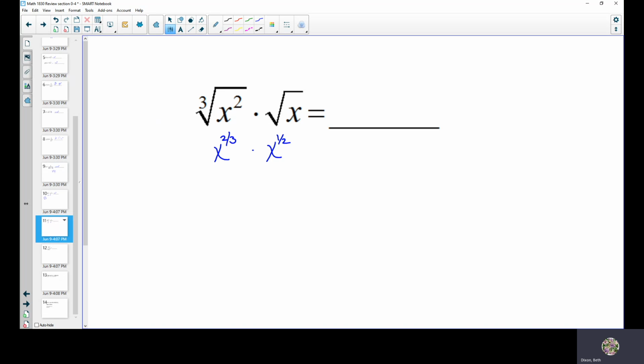So now we're going to add 2/3 plus 1/2, and you can use your calculator to do this. I don't happen to have a calculator in the classroom, so I'm going to do it by hand by getting a common denominator, which is 6. 2/3 becomes 4/6, 1/2 becomes 3/6. So that gives me 7/6. So this gives me x to the 7/6 power.